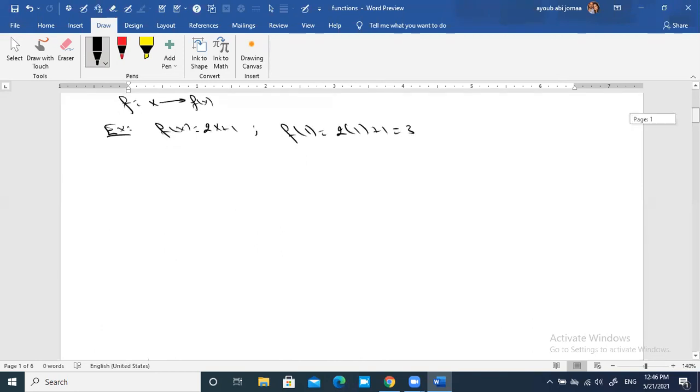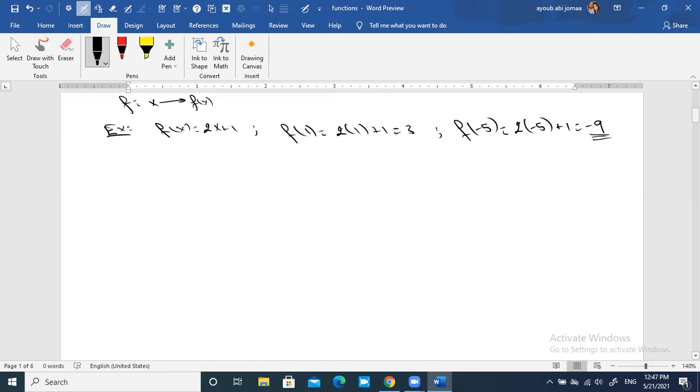f of, let's say, negative 5. It's 2 times negative 5, I'm replacing x by negative 5, plus 1, which is equal to negative 9. The image of negative 5 is negative 9. The value of the function when x is equal to negative 5 is negative 9. Clear?